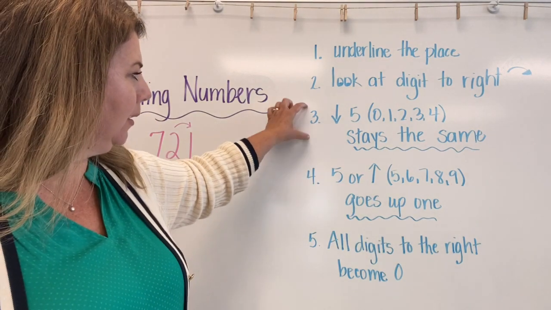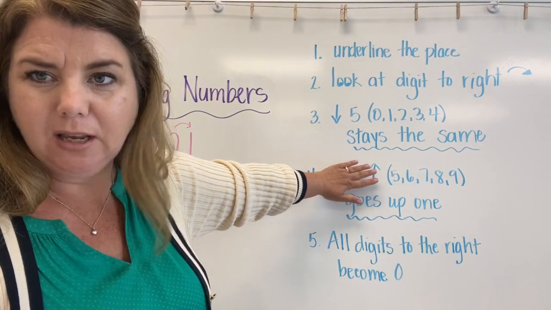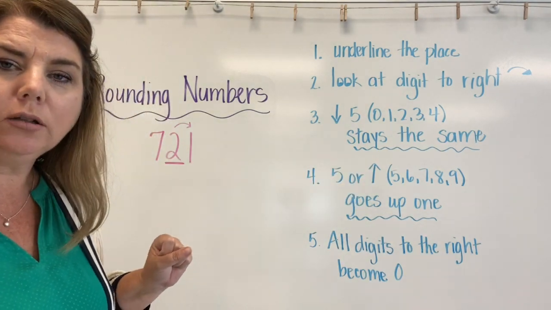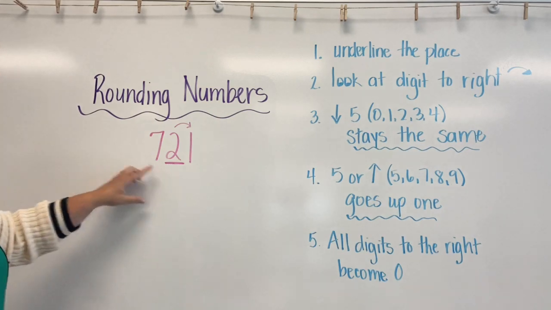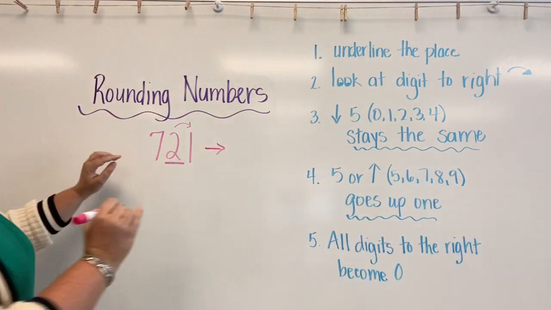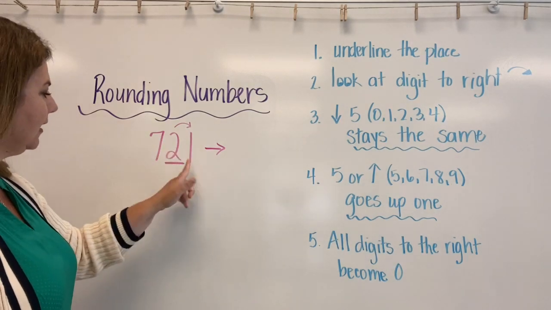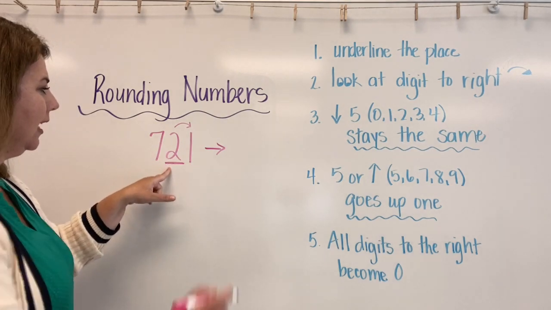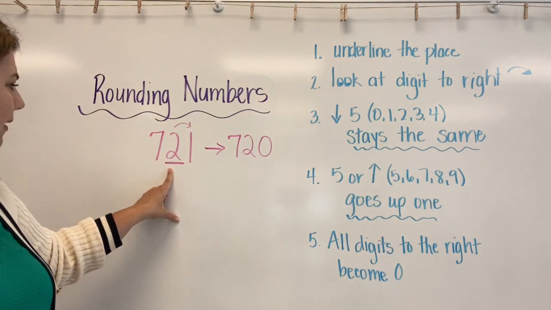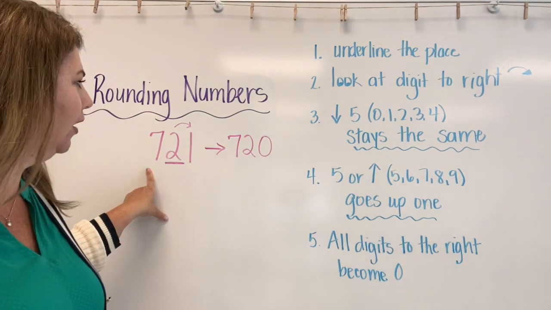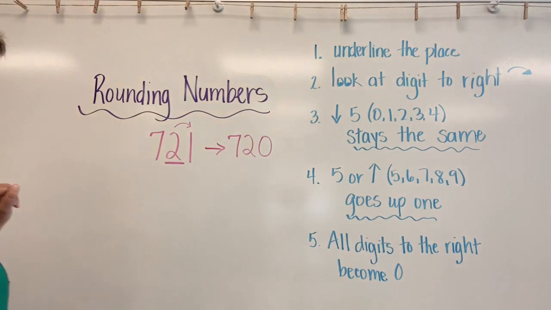Now, we did number 3. It says if it was less than 5, it is. So number 4 says if it's more than 5, it isn't. I'm going to skip number 4. Number 5 says all digits to the right of the underlined digit become a 0. So I'm rounding to the 2, I look to the right, it's less than 5, so the 2 stays the same, and everything after it becomes a 0. Does that make sense? That 721 would round to 720. Yes, that makes sense.